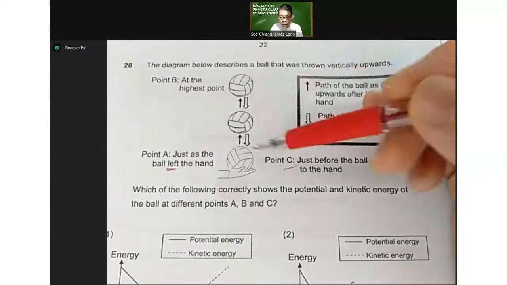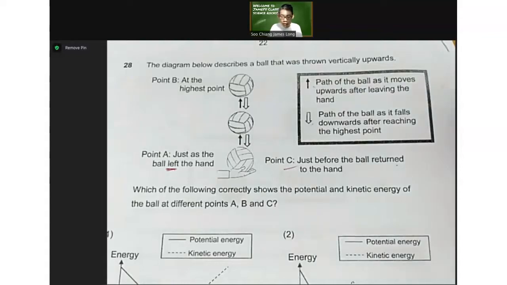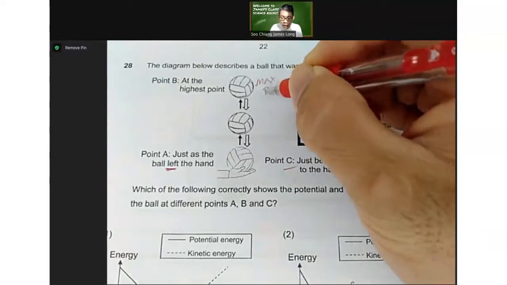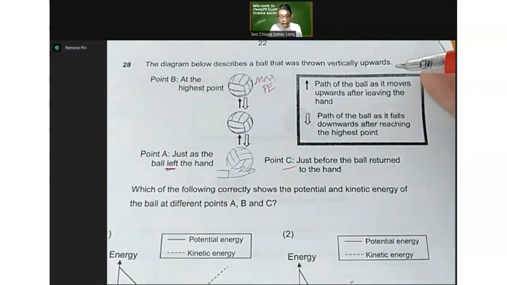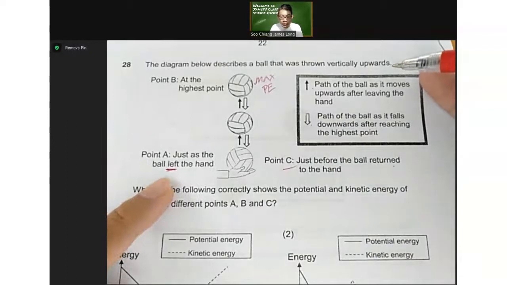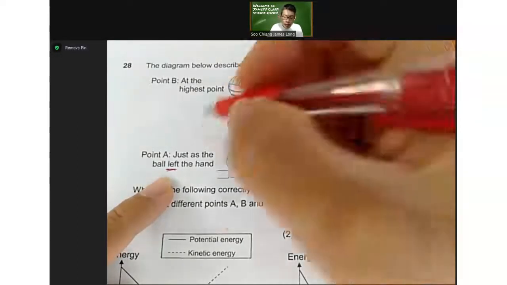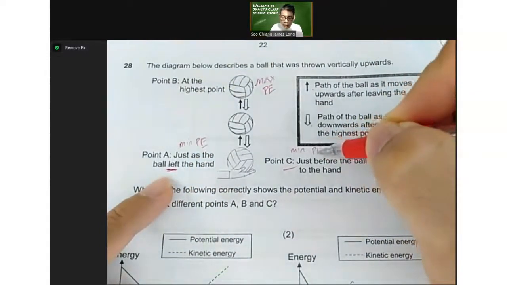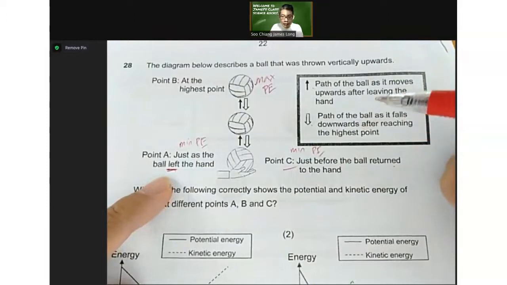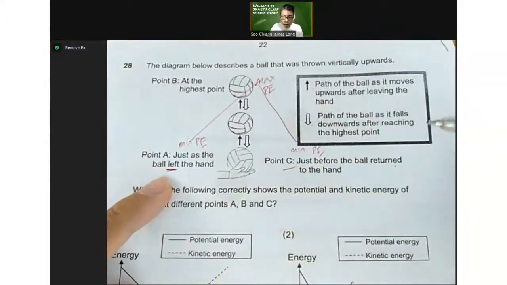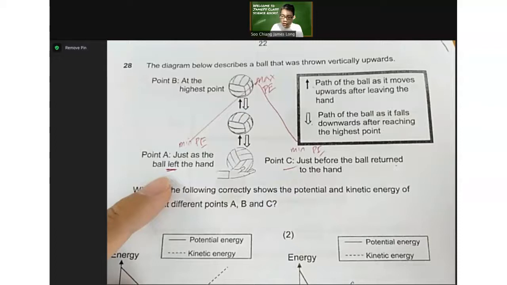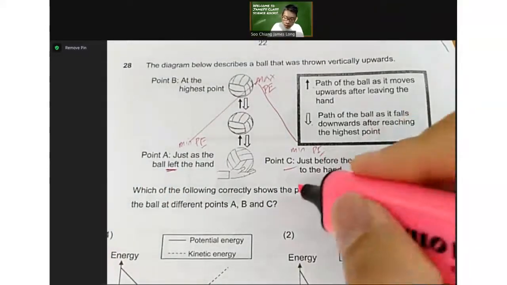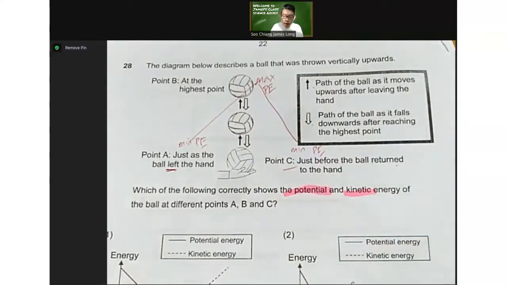So, at which point is there the most potential energy? Of course, at the highest point. There's the maximum potential energy here. At the start, it was at the lowest point. At the end, it was the lowest point. So here should be the minimum potential energy and minimum potential energy. Now let's see whether this is enough to get us the answer, just using potential energy. Because we're supposed to find out which of the following shows the potential energy and the kinetic energy of the ball at different points.